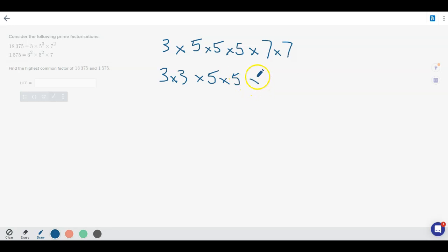And lastly, they've got a times 7. So now I have them in expanded form. And the reason expanded form is a little bit easier is that I now can go through and cross them out, because again, I'm looking for the highest common factor.